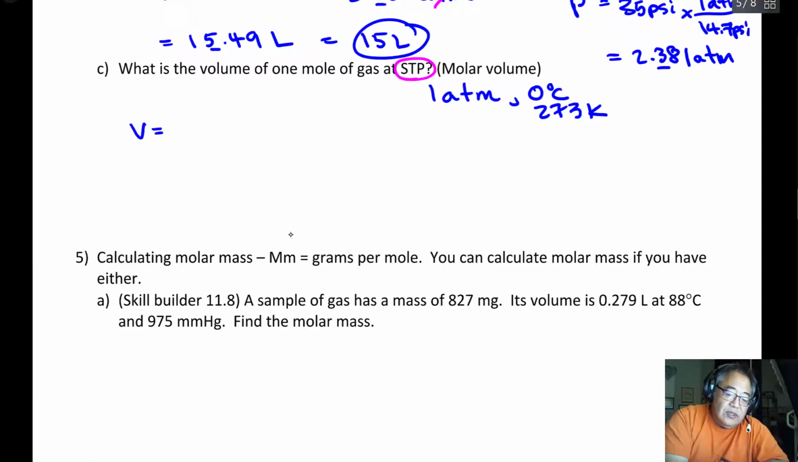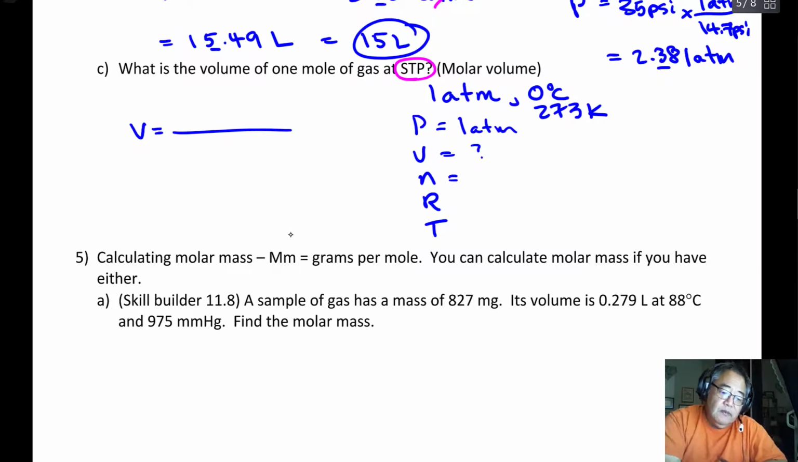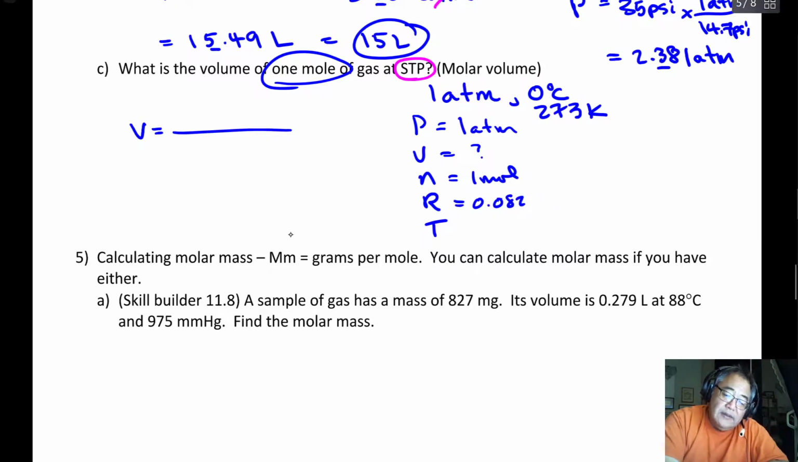So volume is equal to, and then I need all my variables, right? So I have P, V is what I'm solving for. I'll just write it. N, R, and T like this. P is 1 atmosphere. Volume is what I'm solving for. N, 1, right? And this is an exact 1 mole. And R is, again, 0.0821 liters times atmospheres per mole times Kelvin. And temperature's 273 Kelvin.